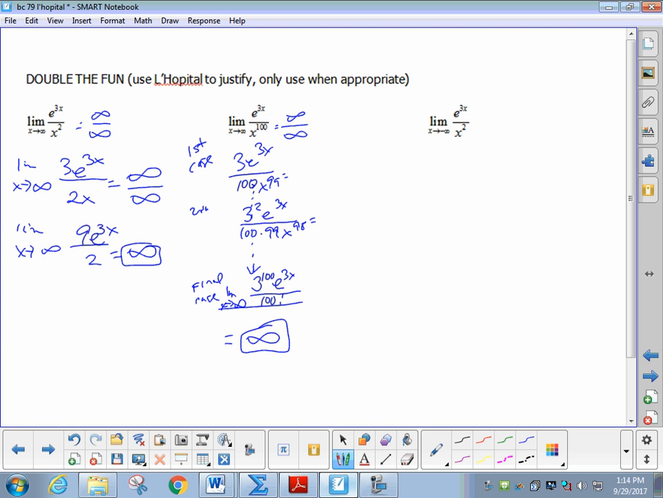I took another derivative. So that's where the dot, dot, dot comes from. The third would have been 100, 99, 98, x to the 97. So you're going to keep getting infinity over infinity until you can finally get rid of that bottom. That's what the dot, dot, dot was for. I would have to keep taking derivatives, 100 derivatives, before I finally got rid of my infinity over infinity problem, and it became just infinity over a constant. Does that make sense?